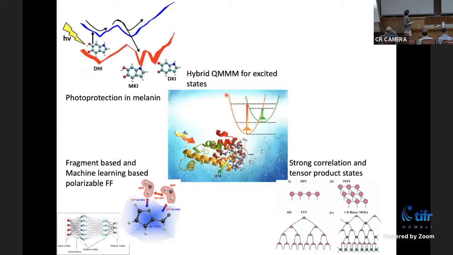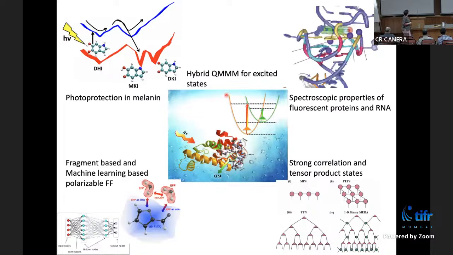And once we have developed these methods, because the idea is to apply them to interesting systems and their excited state properties, we like to look at the photoprotection property of melanin, which is one of our favorite topics. We also looked at spectroscopic properties of fluorescent proteins, RNA, etc. Of late, we are also looking at singlet fission.